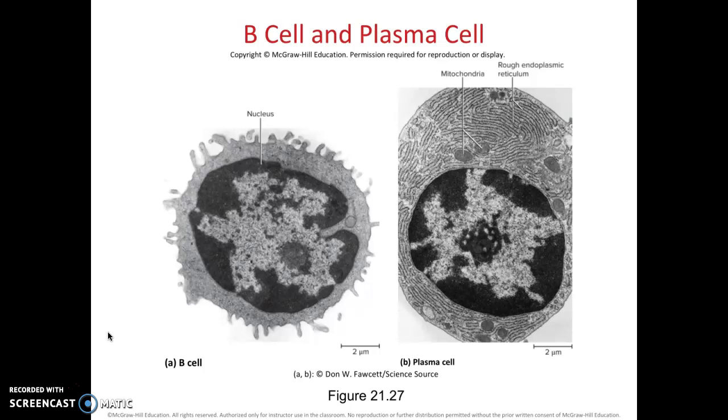So here you can see a difference between a memory B cell or a regular B cell and a plasma cell. What is notable about the plasma cell is all those lines. Those are all rough endoplasmic reticulum. So you can see there's quite a bit of protein synthesis going on.